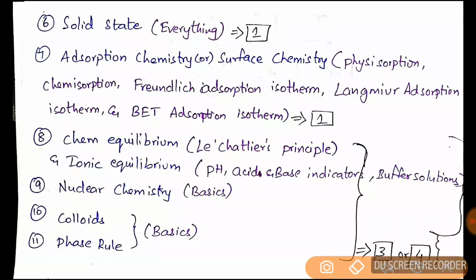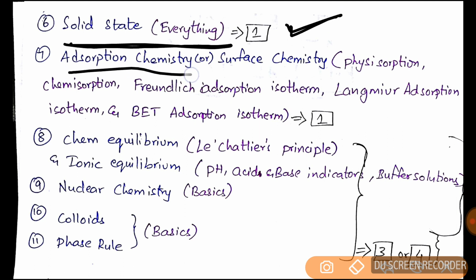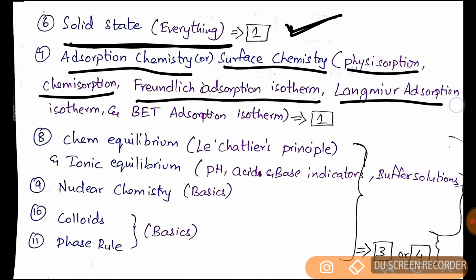In solid state, everything is important, guys, so you have to go through everything. As it is a small topic, they'll be giving from any part of solid state. So you can expect a question from solid state chemistry. And then there comes adsorption chemistry or surface chemistry. In surface chemistry, the major areas are physisorption, chemisorption, Freundlich adsorption isotherm, Langmuir adsorption isotherm, and BET adsorption isotherm. You can expect a question from surface chemistry.